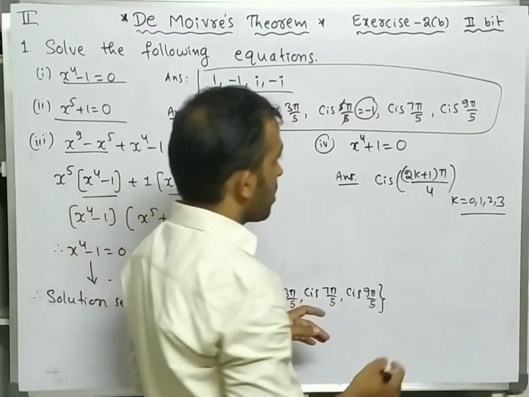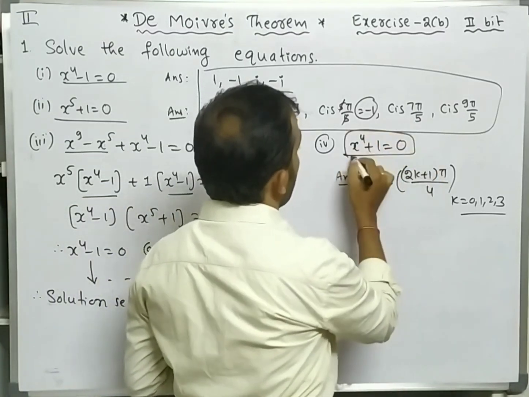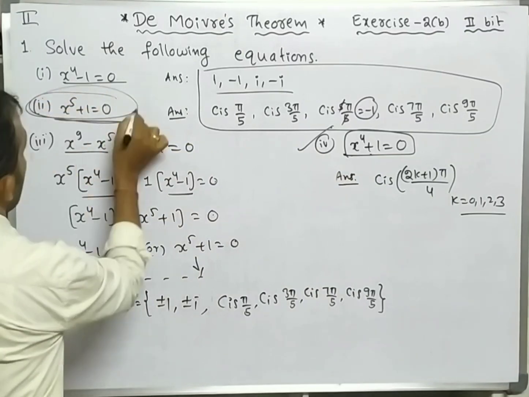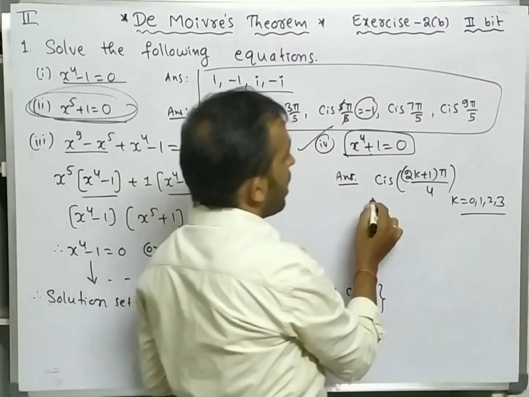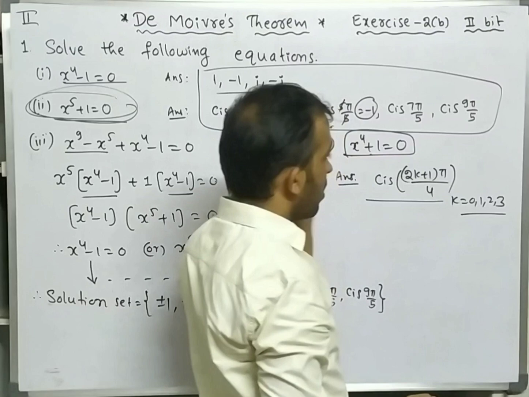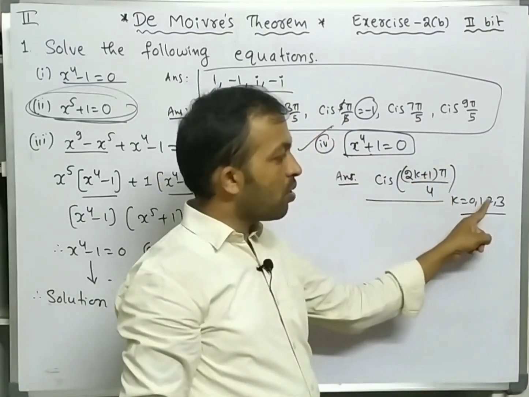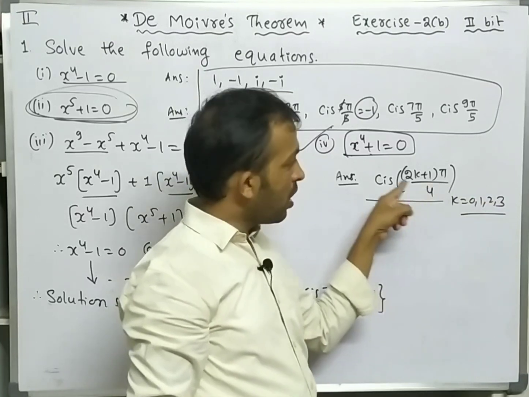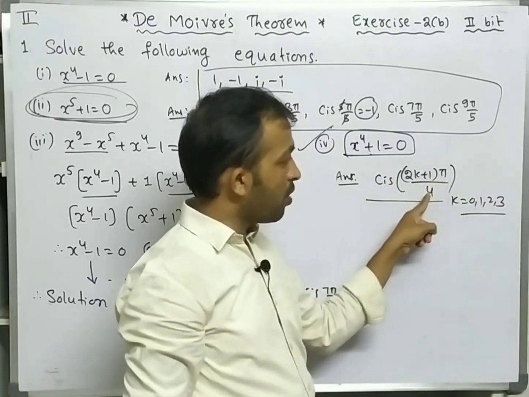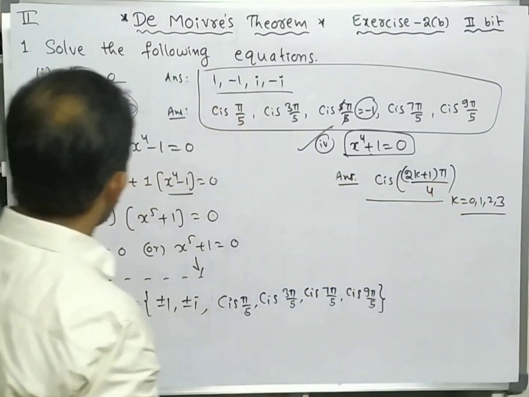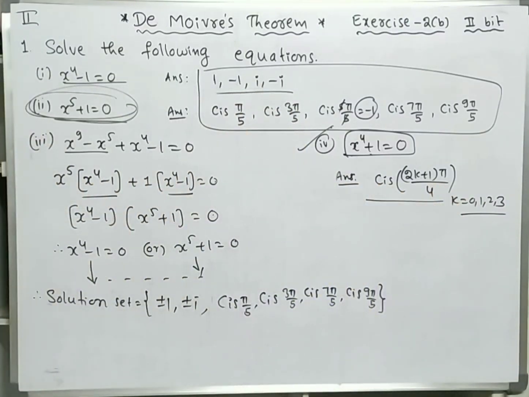Next, x power 4 plus 1 is equal to 0, the fourth problem. This is similar to the previous problem, so solve it in the same way. In that one you got cis (2k plus 1) pi by 5, k is equal to 0, 1, 2, 3, 4. So here you will get cis (2k plus 1) into pi by 4, k is equal to 0, 1, 2, 3. So this is similar to the second problem. Solve these problems.